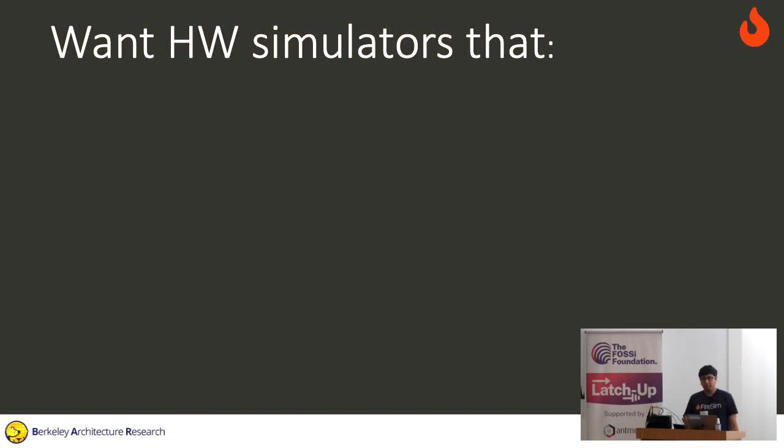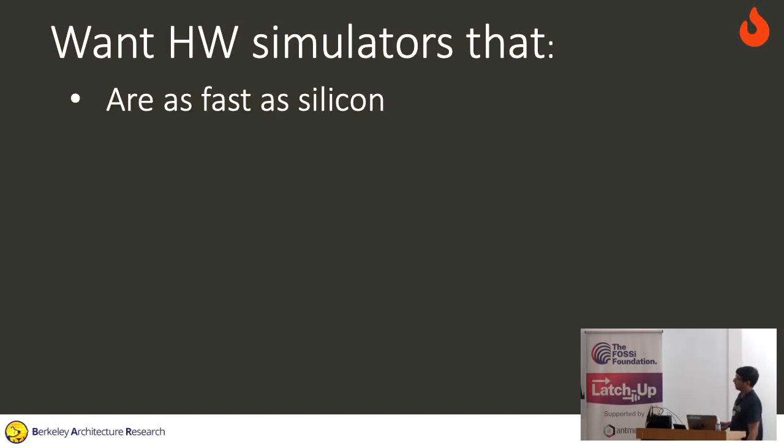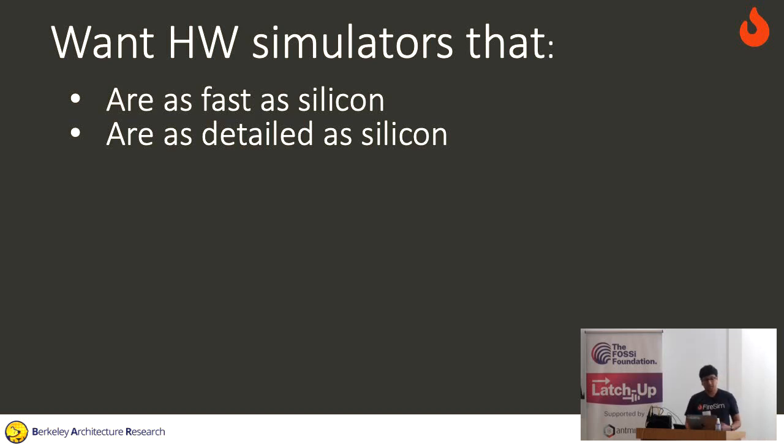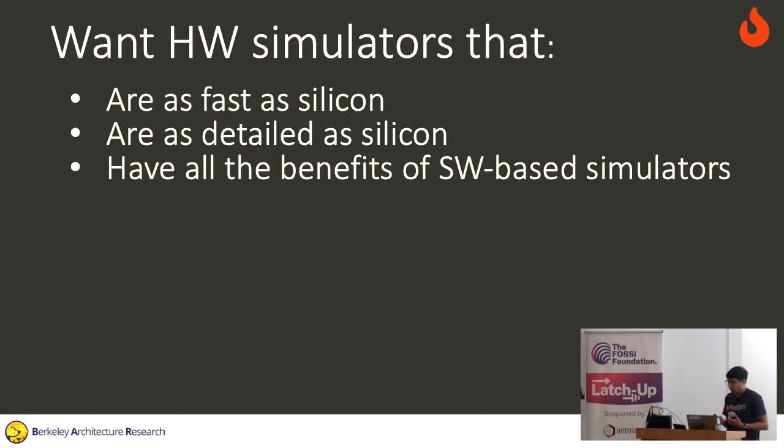So what we really want to build are hardware simulators that give us a couple of things. Of course, being as close to silicon performance as possible. We want it to be as detailed as silicon. And we want to have all the benefits of having software-based simulators. And I'll talk about what exactly I mean by that in a second. But think sort of introspection capabilities. And we want it to be as low cost as possible. Of course, there are commercial platforms that do this that cost millions of dollars. That's not what we want.